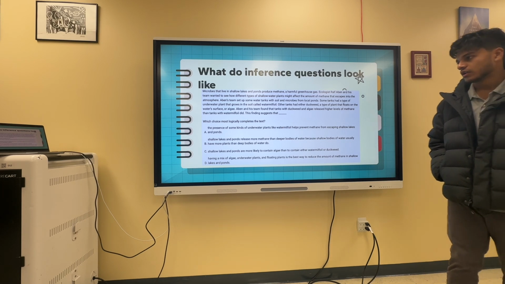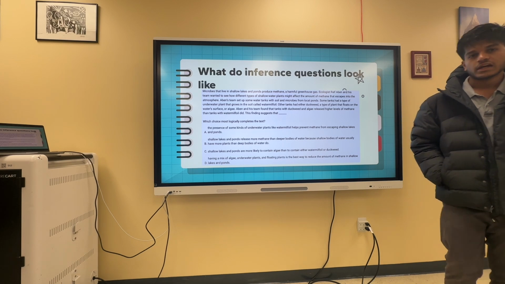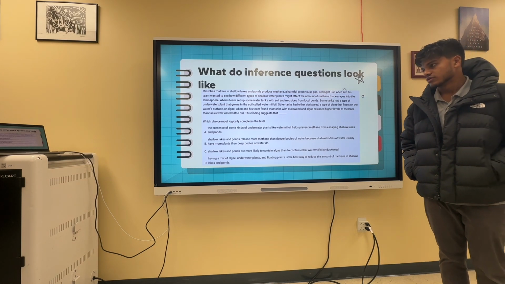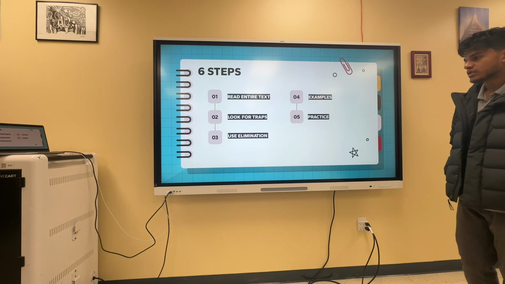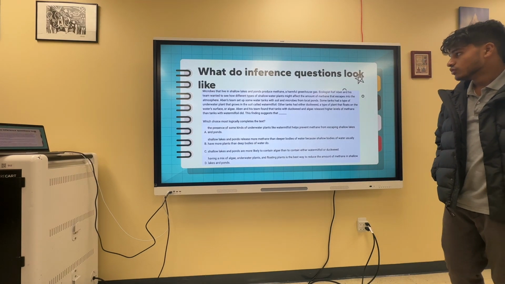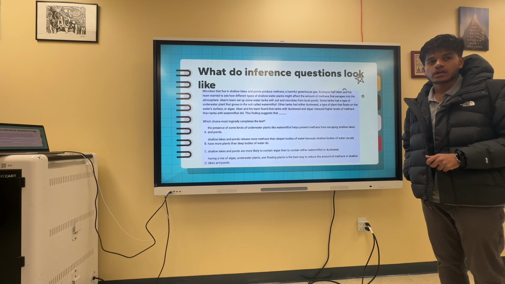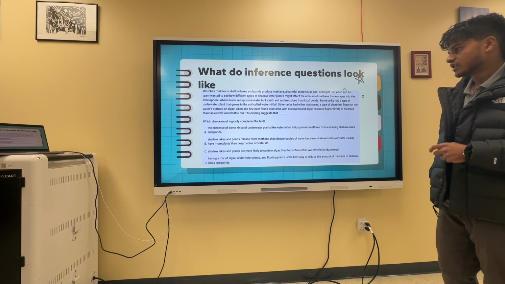So this is a long passage, and there are a lot of long answers, and this is how 90% of inference questions are going to be. So the first thing you want to do, again, going back to the 6 steps, is read the entire text. Look for traps. You want to make sure you're always looking from the perspective of what the author is writing about: microbes that live in shallow lakes.